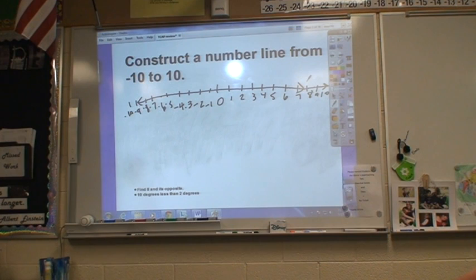So 8 is not so bad. Here's 8 right here. The opposite of 8, if you remember, is just a negative 8. So over here is its opposite.